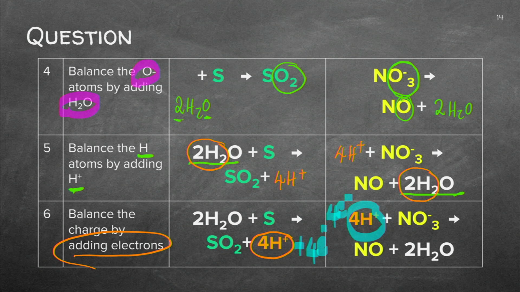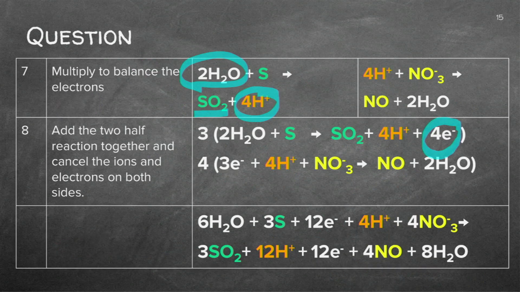It's interesting. I've got 4H+ on this side, and I've got NO3. Can you see there? So in actual fact, I have 3 plus on this side. Therefore, I'm only going to add 3 electrons. Have a look at the next slide. So it's 3 electrons added and 4, and that needs to be balanced.